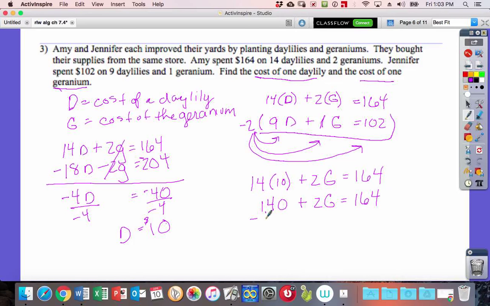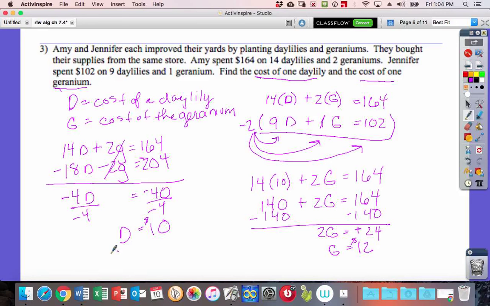I'm going to subtract 140 from both sides. I got 2 times the cost of geraniums, and I'm going to subtract here. I get a 24. I then divide both sides by 2. 24 divided by 2 is $12.